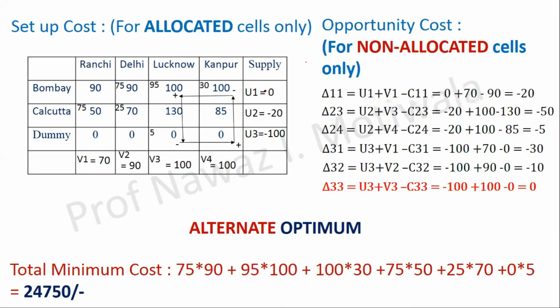But if it is asked what that alternate optimum is, then you have to again form a loop and then show the other optimum value. In both cases, you will get the same minimum cost. That's it. Because it is an alternate optimum. Alternate means there is a different solution, but the final answer will come the same. So this is the takeaway of today's lecture.